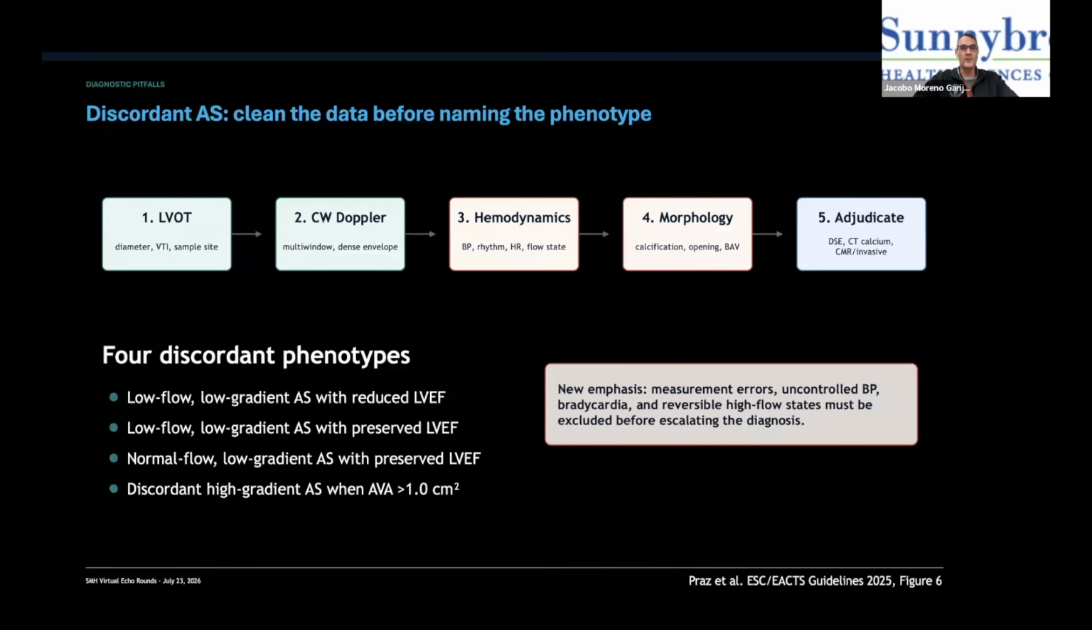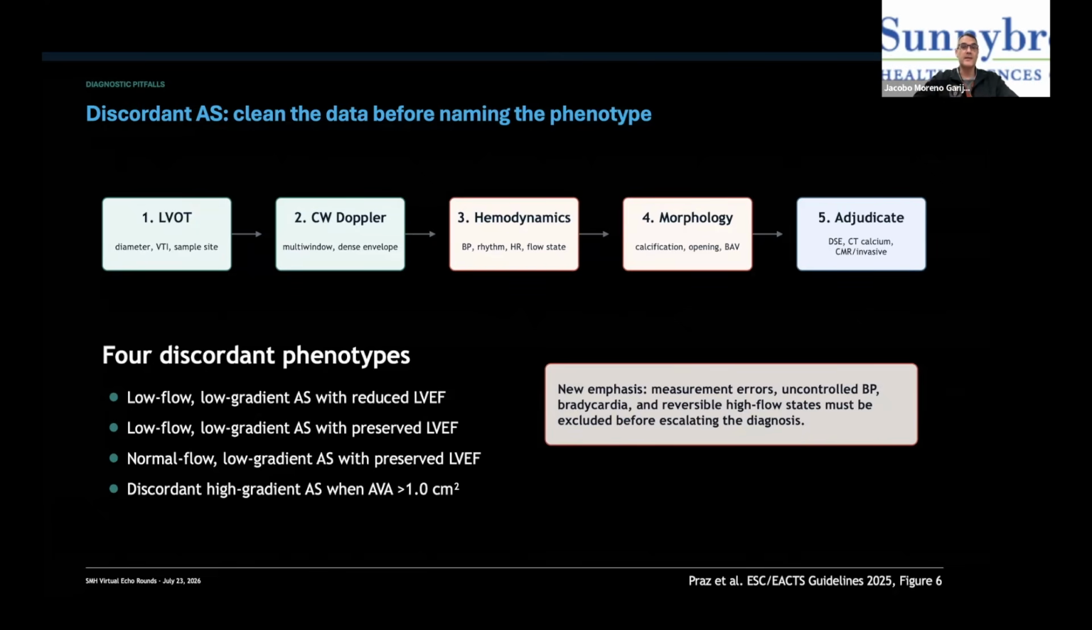So the problem comes when we have discordant aortic stenosis. For discordant aortic stenosis, you're going to look for: is there a problem in my LVOT diameter, in my pulsed wave Doppler in the LVOT, my sample size? Was there a problem with my continuous wave Doppler? Like, did I use multiple windows? Did I use the highest velocity?